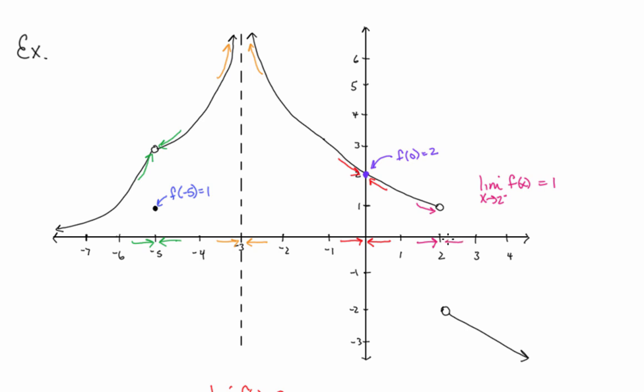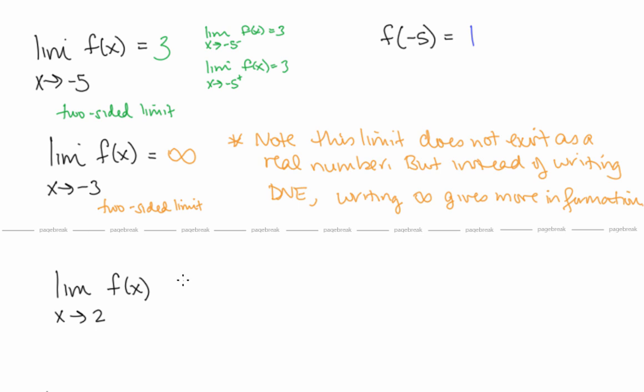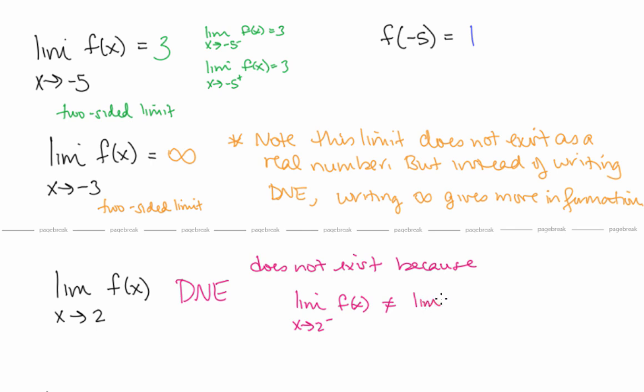But as x goes to 2 from the right, those function values are approaching negative 2. So the limit as x goes to 2 from the right of f of x is equal to negative 2. Our left limit does not equal our right limit, so that says our two-sided limit does not exist. So this limit, we're going to say DNE for does not exist, because the limit as x goes to 2 from the left does not equal the limit as x goes to 2 from the right.